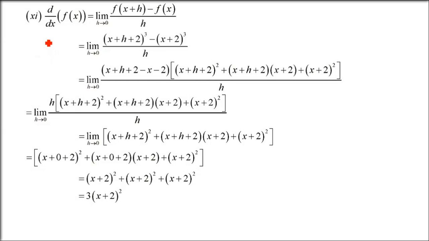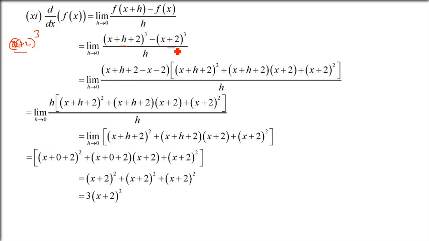Now the 11th one, (x plus 2) whole cube. So now a cube minus b cube formula we are going to use here. So this is (x plus h plus 2) whole cube minus (x plus 2) whole cube divided by h. So how has it come? f(x plus h) minus f(x) by h. So (x plus h plus 2) whole cube minus this whole term (x plus 2) whole cube divided by h.